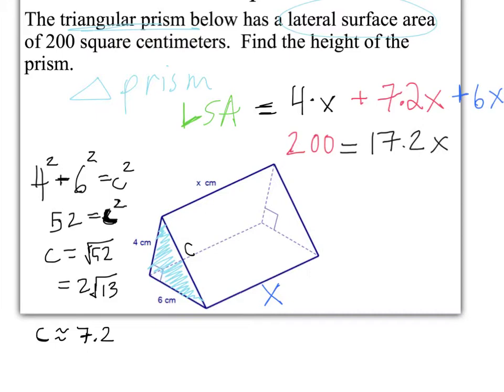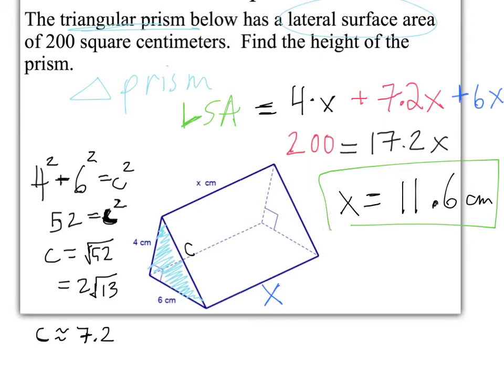And last but not least, dividing both sides by 17.2 gives me x is 11.627, so I'll say 11.6. And they wanted height, which is in centimeters. Box it, and we shall move on.